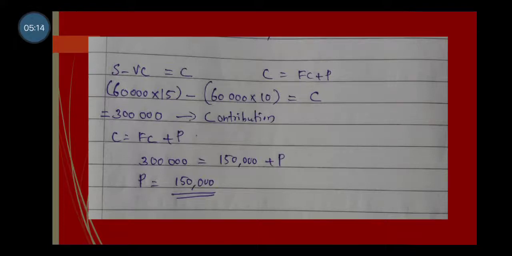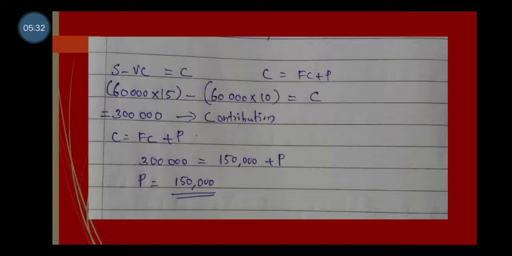If you are selling 60,000 units, your sales will be 60,000 into 15. Your variable cost is 10 per unit. If you deduct that variable cost from your sales, you will get contribution. So your contribution is 3 lakh rupees.